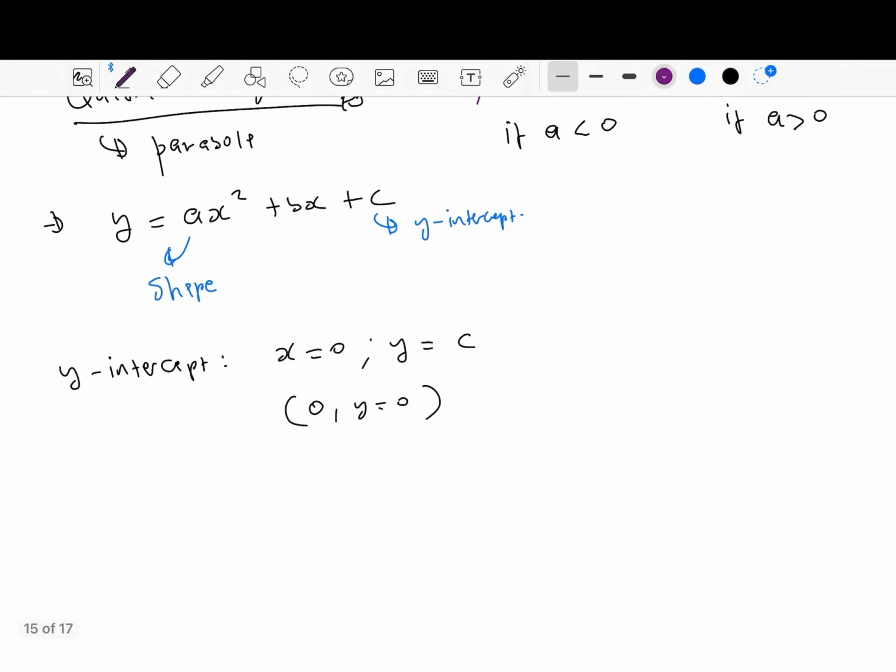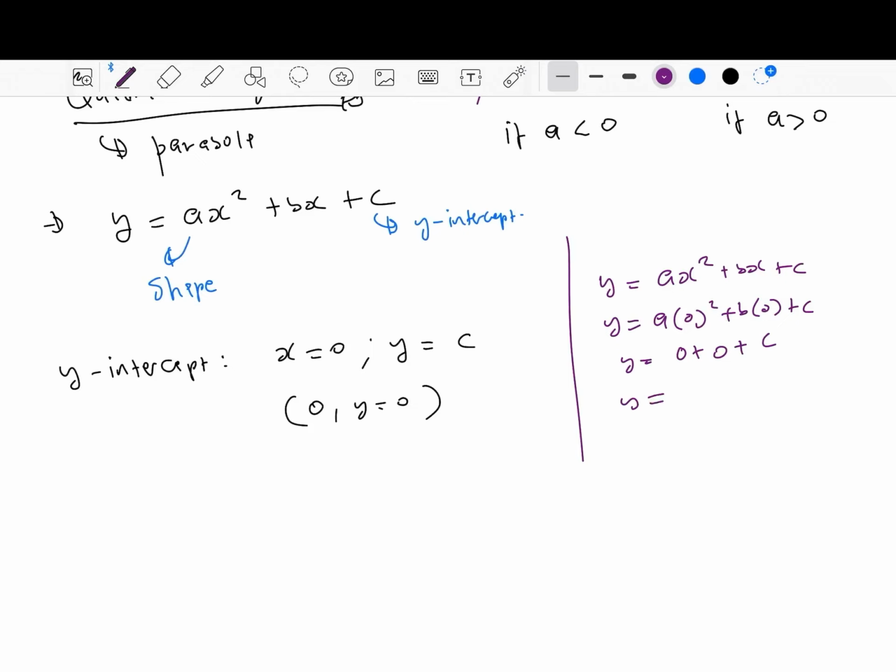We can actually see that in this equation. If you have y equal to ax squared plus bx plus c, when x is 0, you put 0 in for x, and you're going to have a times 0 squared plus b times 0 plus c. So a times 0 squared is 0. b times 0 is 0. Plus c, so 0 plus 0 is 0, plus c, that's c. So y is equal to c when x is equal to 0. That's very important. When you see c, you see a y-intercept.